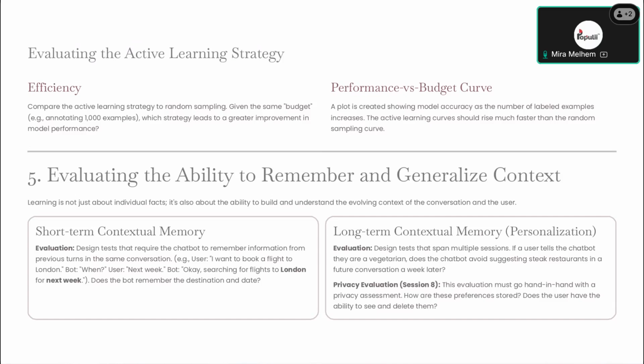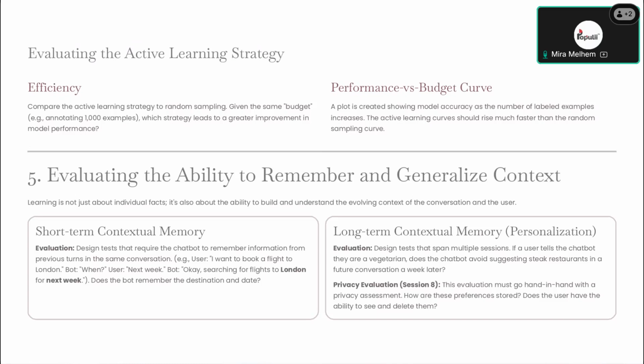Also, we've got the performance versus budget curve. To visualize this, teams usually draw a curve that shows on the x-axis the number of labeled examples and on the y-axis the model's accuracy. A good active learning strategy will produce a curve that rises faster and reaches high accuracy with fewer labeled examples, and clearly outperforms the random sampling curve, of course. So this helps teams justify the cost of annotation and show how much time they are actually saving.